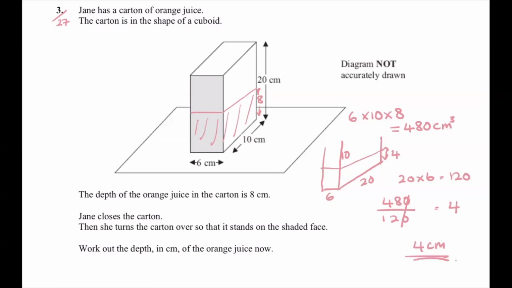Now, you could have spotted that the 6 and the 10 had changed to the 6 and the 20, so it's a half in its difference. But that's a walkthrough of actually thinking about each step as a process. So I hope that has been helpful.